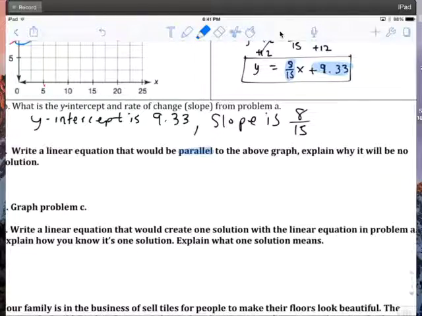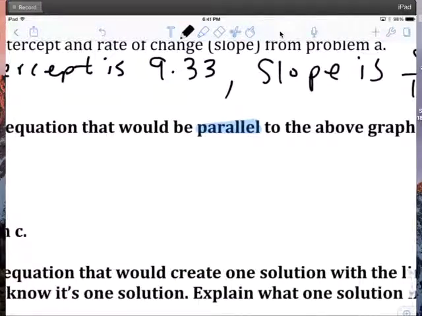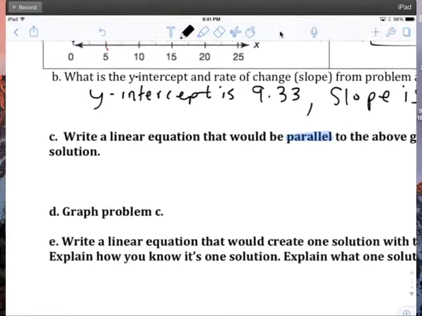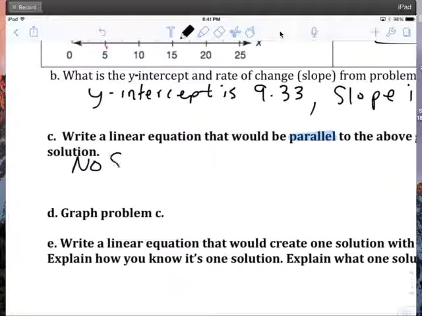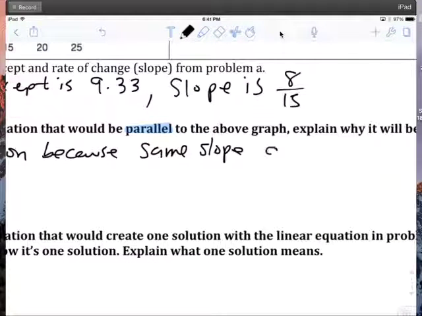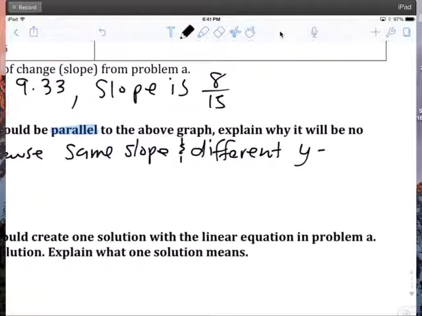Write a linear equation that is parallel. Okay, things that are parallel have no solution. No solution, parallel has to be the same slope. Okay, well, did it ask to explain? Explain why it's no solution. Okay, no solution because same slope, different y-intercept.